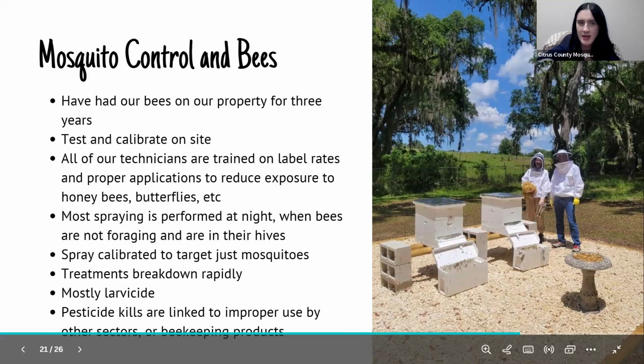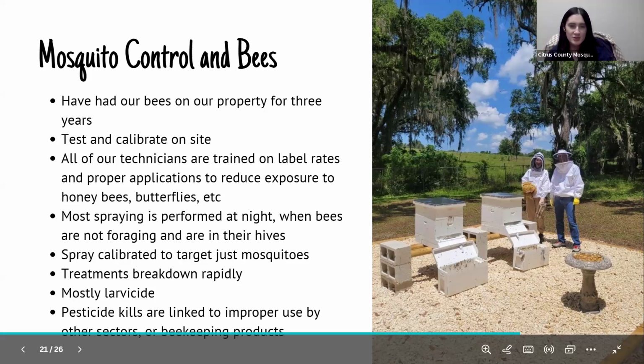And then I wanted to throw this slide in here as well, just because we are mosquito control and we do have bees, and we do get questions about our product's effects on bees and pollinators. We have had our bees on our property for 3 years, going on four now. We got them in 2022. We test and calibrate all of our equipment on site with the products that we use, so they are in contact with the products that we use. We're on the same property, and they're still doing great.